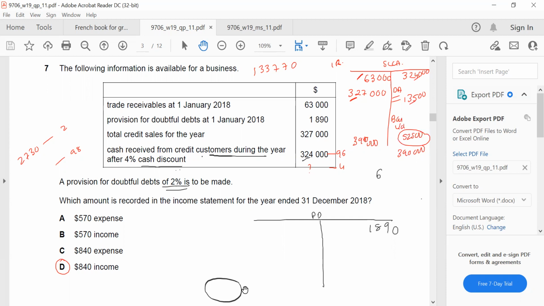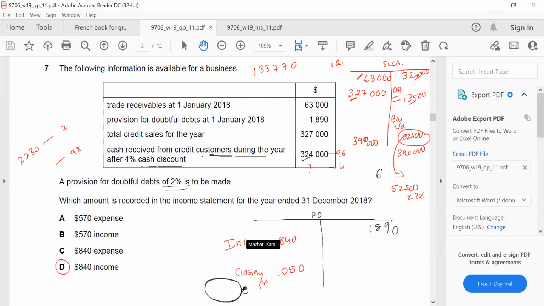What is 2% of this? 1,050. Okay, this would be your closing PDD. 2% of 52,500. So 1,890 minus 1,050, so you get 840 as income.